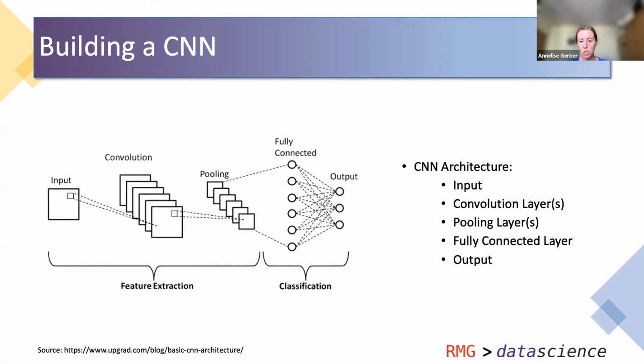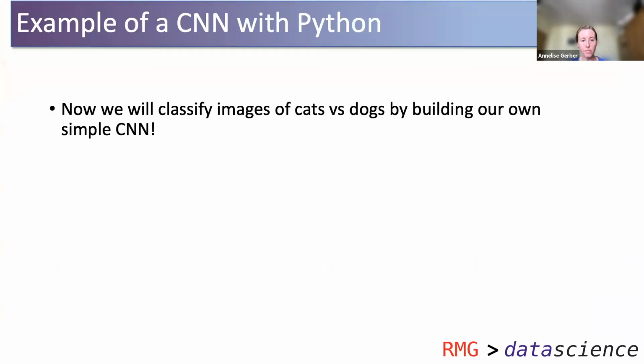Now let's see this in an example. My colleague is now going to introduce an example of image classification where dogs versus cats images are fed into a neural network and then classified. Let me hand over to my colleague Tim now.